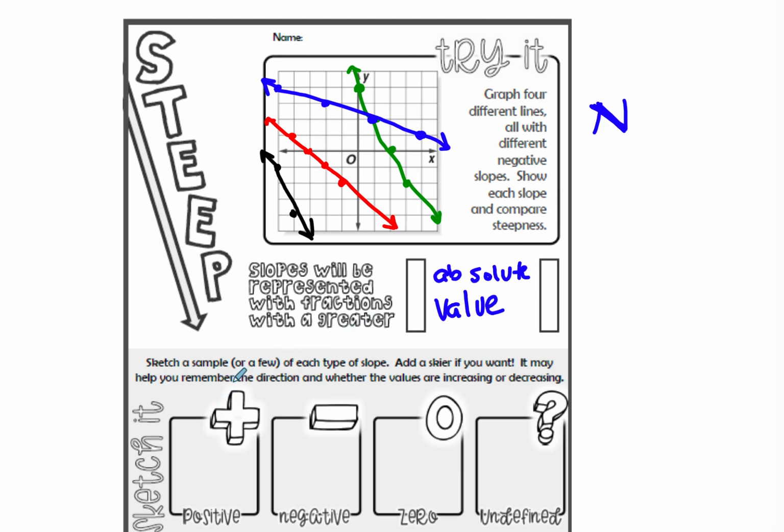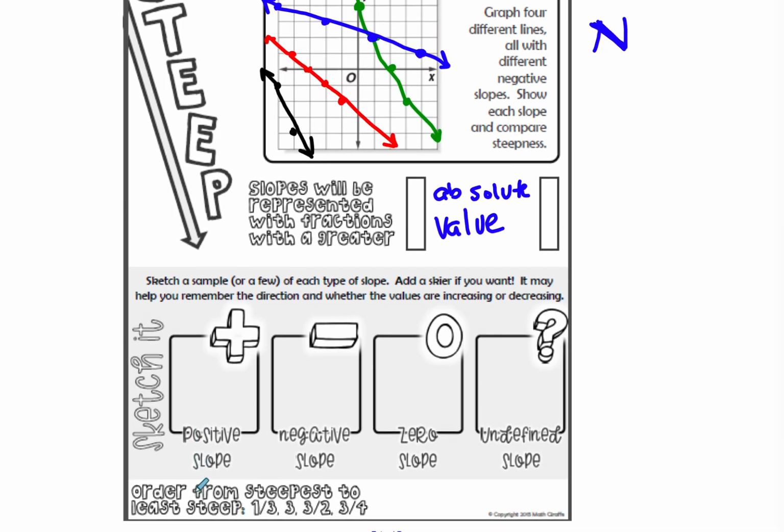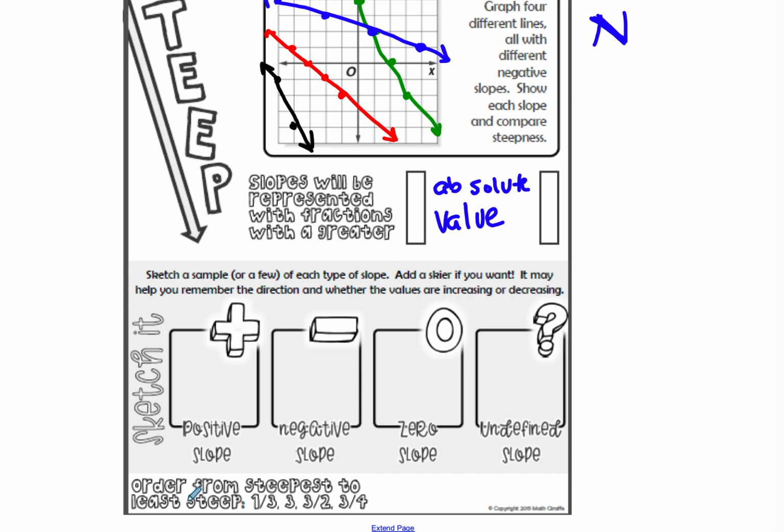All right, next one, it says sketch a sample or a few of each type of slope. Add a skier if you want. It may help you remember the directions and whether the value is increasing or decreasing. So go ahead and pause the video and sketch one of each of these. All right, let's check our answers.